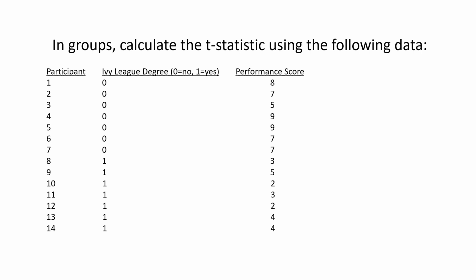I'd ask you at this stage to press pause and see if you can calculate the results of this t-test in groups or by yourself and come up with the correct answer.